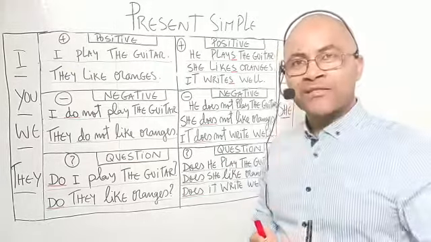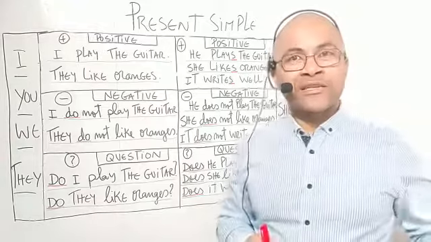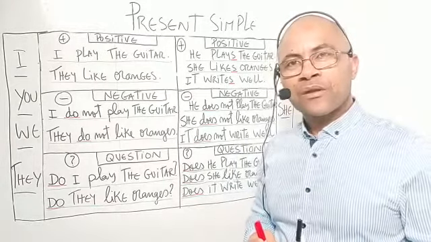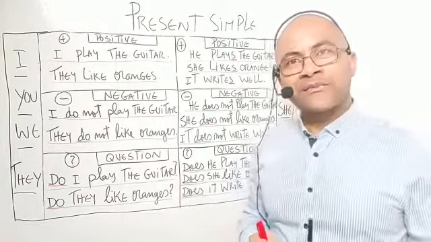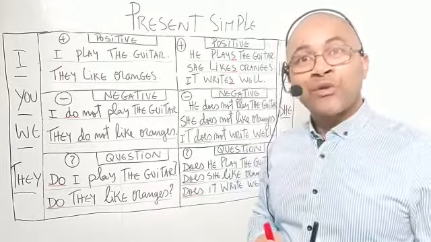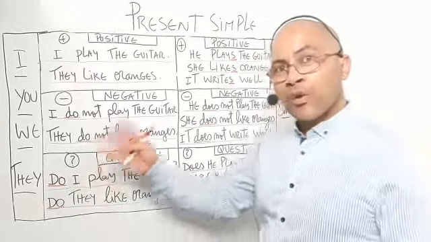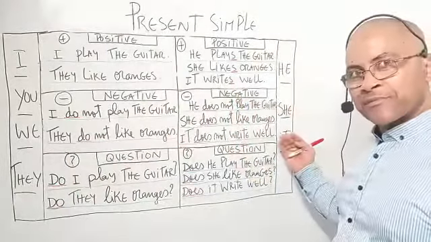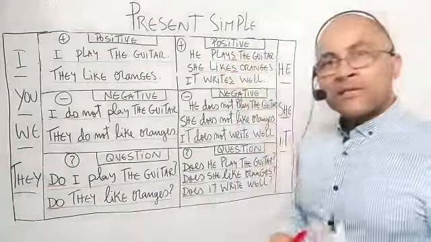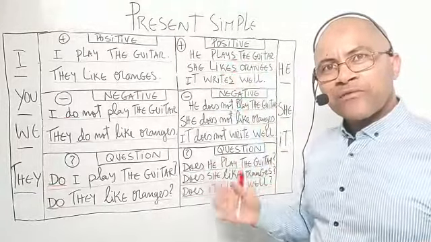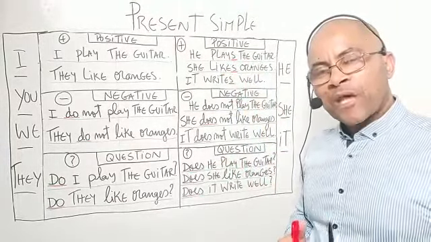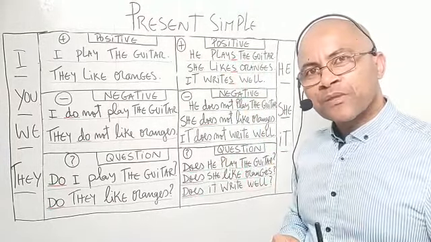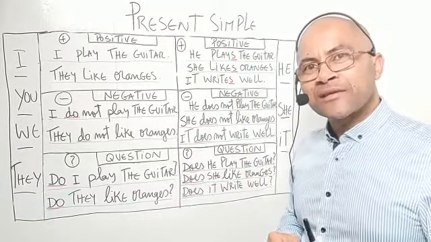Do you play the guitar? Do they play the guitar? Yes, they do. No, they don't. On this side, he, she, it. He plays the guitar. It's our first example. Negative. She doesn't play the guitar.